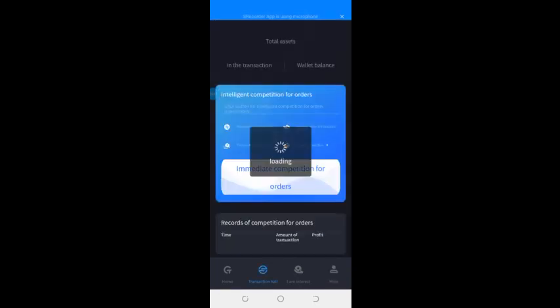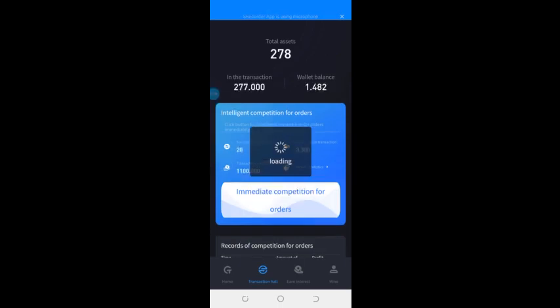After you have deposited, just come to the transaction hall here, click on transaction hall. We have three assets here, like 3 columns. We have the total asset, we have wallet balance, and we have in the transaction. The sum of in the transaction and wallet balance gives you the total assets. Now you can see here in the transaction I have 277.00, so that is the money that is in the transaction now. After its completion, it will get back to the wallet balance, whereby I will initiate another trade, and I will be expecting the results in the next 2 hours.